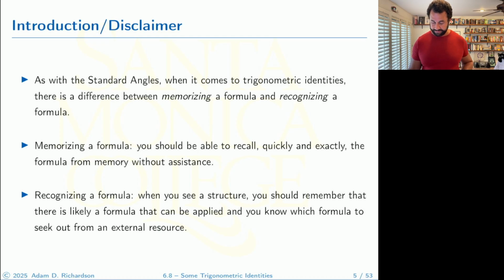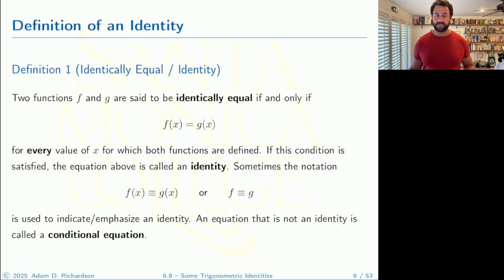All right. So what is an identity? Here's the definition. We say that two functions f and g are identically equal if and only if f of x equals g of x for every value of x for which both functions are defined. The every value of x is the important part here. We're saying that this equation is true no matter what x is. Now, if this condition is satisfied, then this equation is what we call an identity.